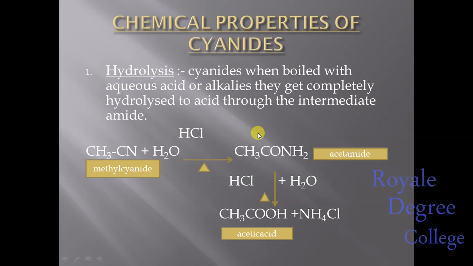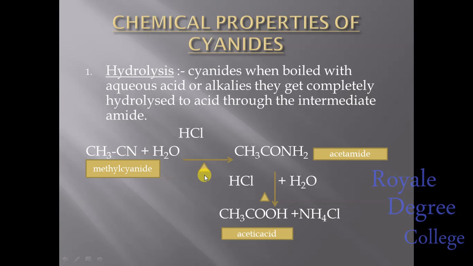Now we will see the chemical properties of cyanides. First property is hydrolysis. Cyanides, when boiled with aqueous acid or alkalis, get completely hydrolyzed to acid through the intermediate amide. Here you can see the reaction CH3CN. It is named as methyl cyanide, in which we are adding water molecule. Hydrolysis reaction will take place in the presence of acid. Here the HCl we are taking and we are providing heat.